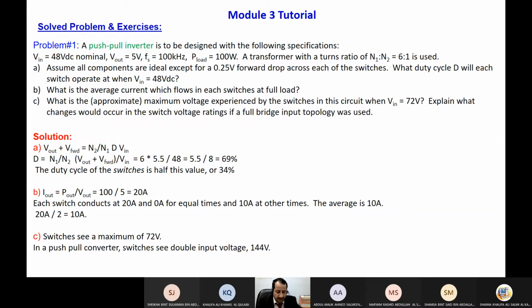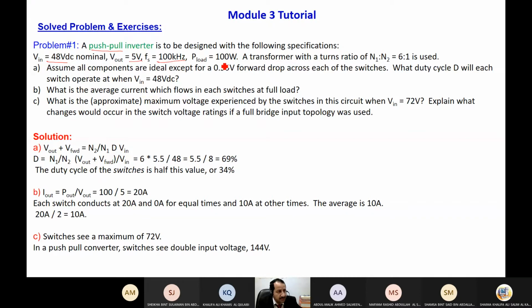Let me read it carefully here. Have a look. It says there is a push-pull inverter. I know push-pull inverter, the one which has two switches and a center tap transformer at the primary, is to be designed with the following specifications. The input voltage is 48 and the output voltage is 5. This is a step-down push-pull converter.